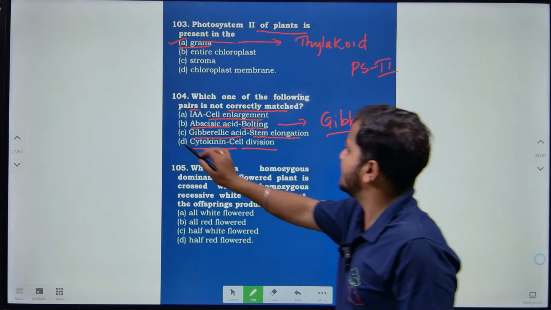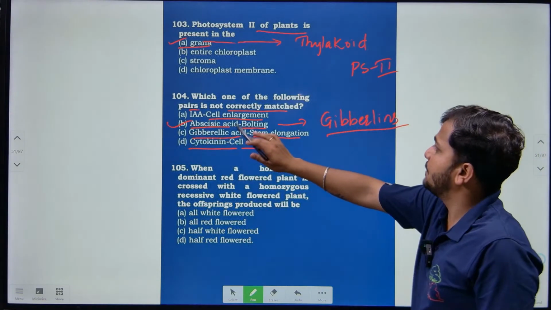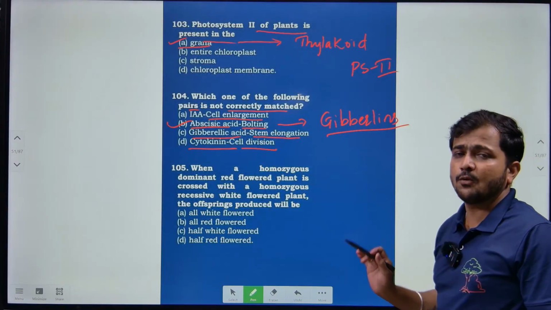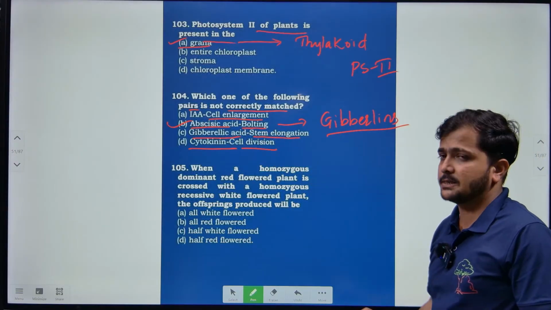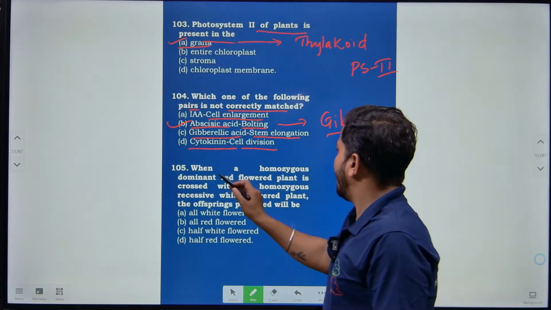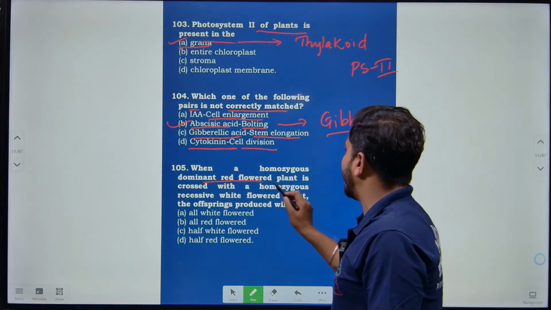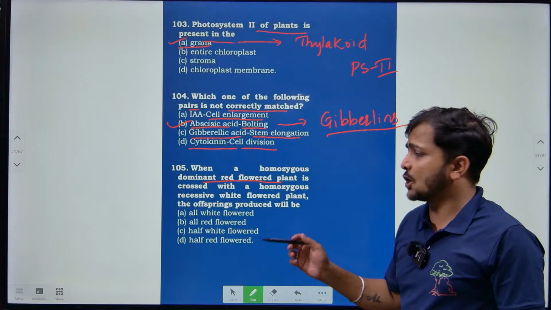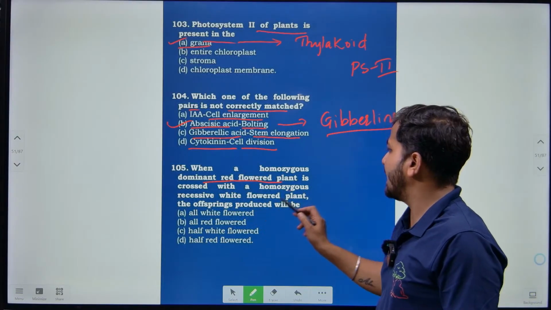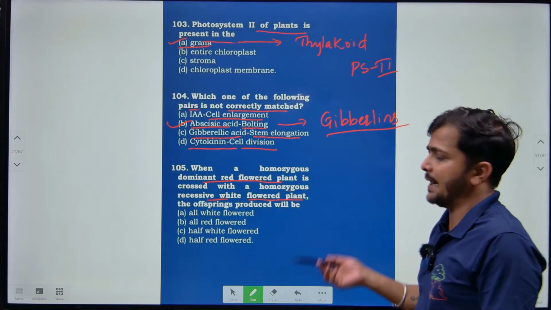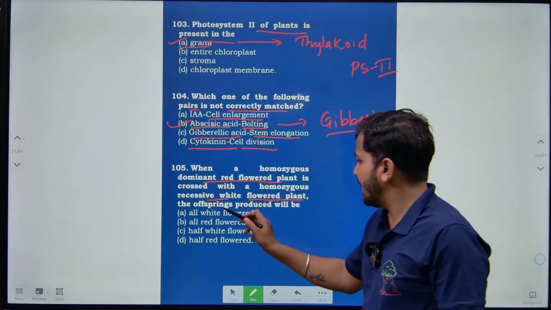Next question, here answer is what? B, right? Because blotting is initiated by means of the gibberellin, not by means of abscisic acid, right? Then when a homozygous dominant red flowered plant is crossed with a homozygous recessive white flowered plant, the offspring produced will be.